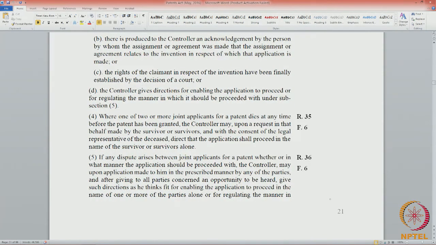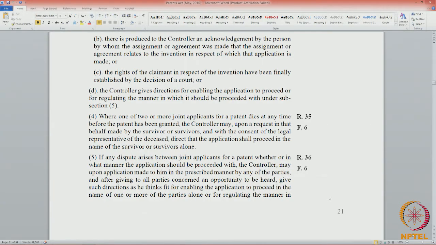24, where one of the two or more joint applicants for a patent dies at any time before the patent is granted, the controller may, upon the request in that behalf made by the survivor or survivors and with the consent of the legal representative of the deceased, direct that the application shall proceed in the name of the survivor or survivors alone. What happens if there are multiple applicants and one of the persons dies?